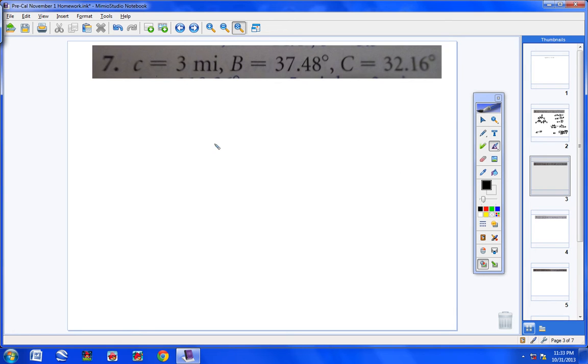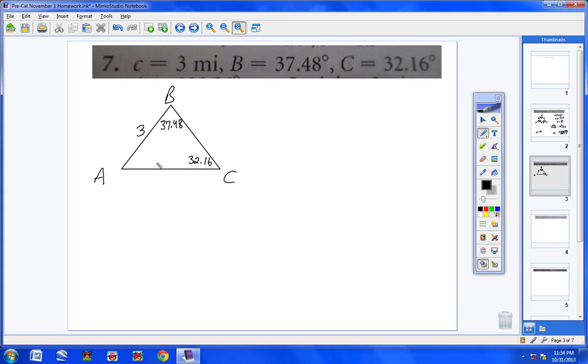The first thing you do is write out what you have here so we can see what scenario or what case we have. A, B, C. Little c is 3, big B is 37.48, and big C is 32.16. Thankfully, this is what we call angle, angle, side. Angle, angle, side is not one of the tricky problems.